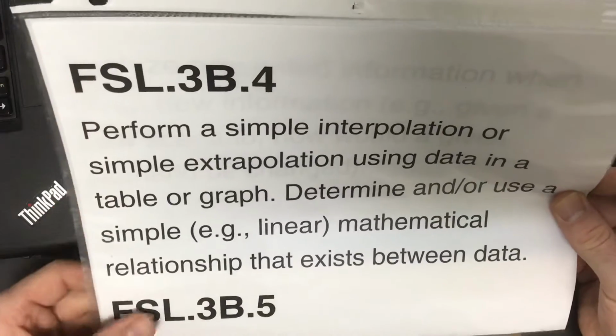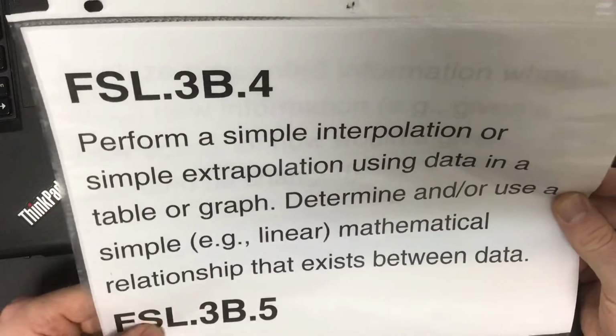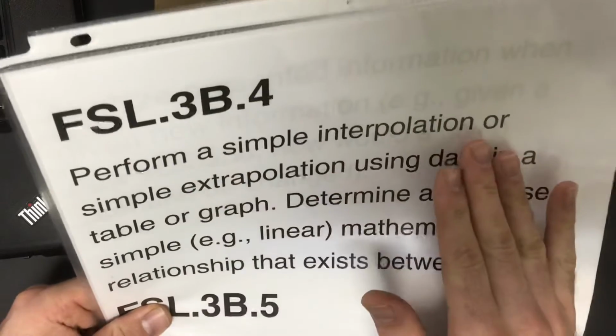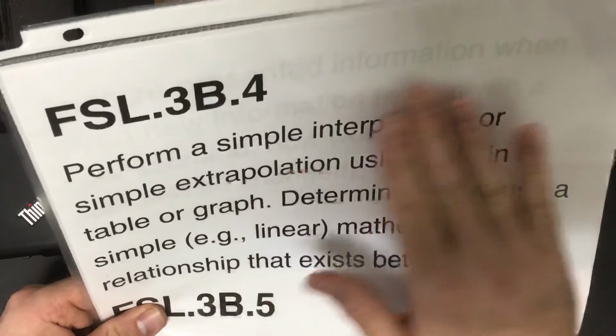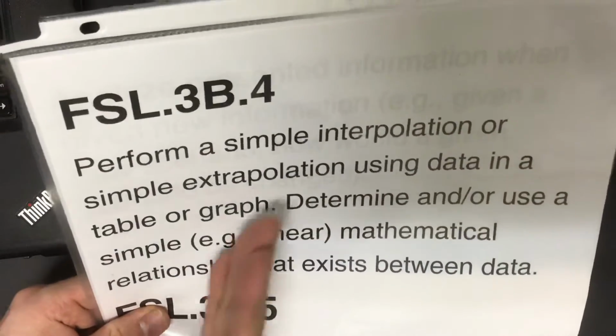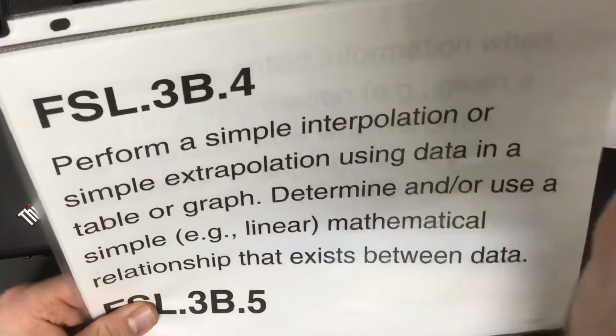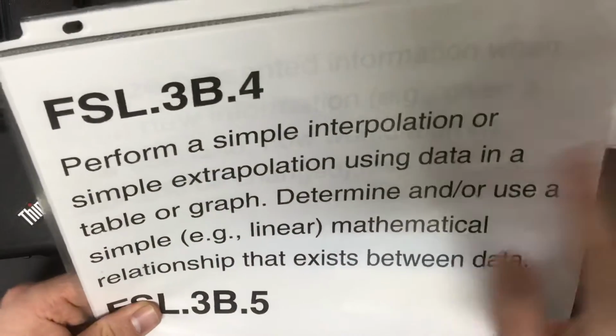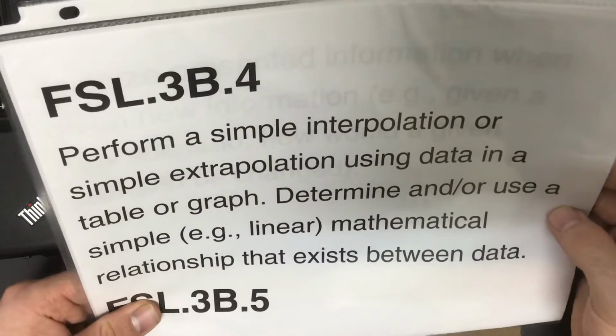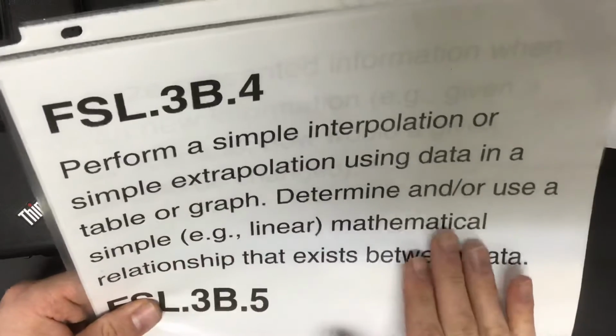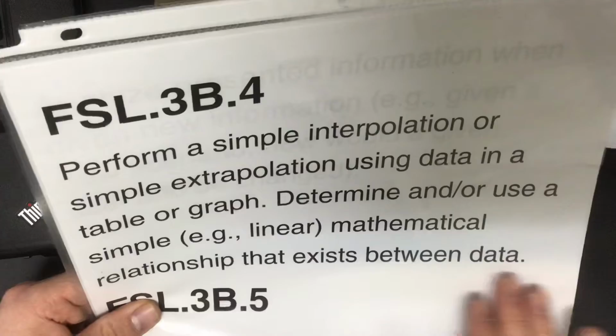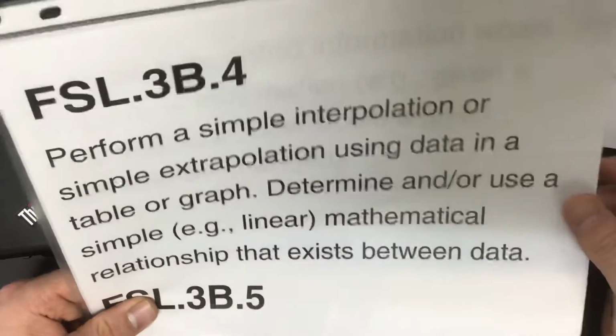Point 3B4, interpolation and extrapolation. This is like when you've got a graph and you see a line and you know where the line's going, where you can see that. And so you're able to see that math trend in the relationship in the data.